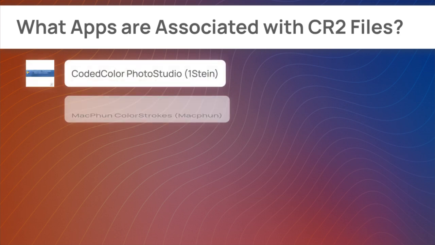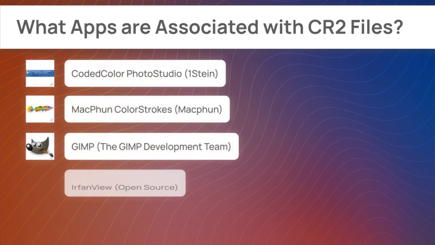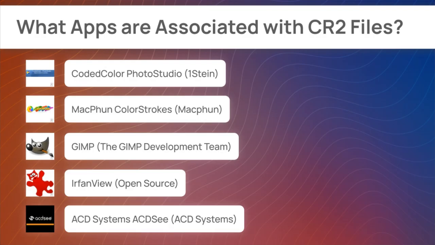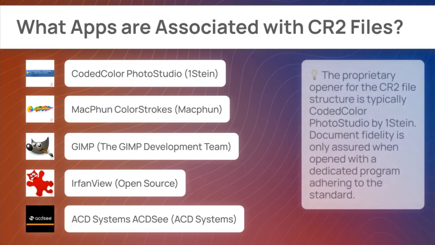Windows often defaults to associating CR2 with the Coded Color Photo Studio solution from Ornstein. Windows cannot fully interpret the file's proprietary XML structure for editing purposes. Windows can view the file superficially, but professional-grade control requires dedicated raw software.